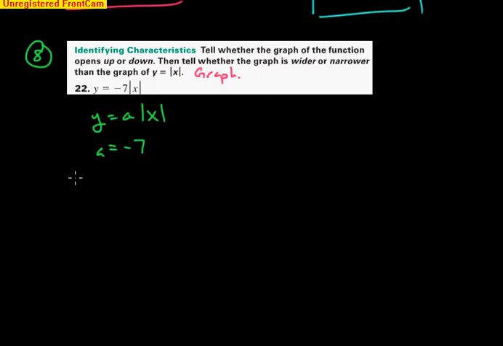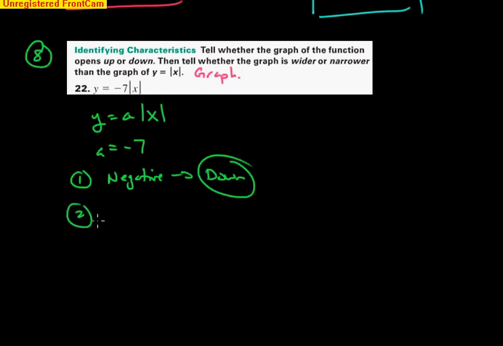So in this problem, a is -7. So first, it's negative. What does that mean? That means it opens down. So it's going to be flipped upside down. Second, we compare the number, not the negative symbol, but just the number 7. We compare it to 1. And we ask ourselves, is 7 greater than 1 or less than 1? 7 is greater than 1, which means the slope of your sides is going to be steeper than 1, which means that your graph is going to be narrower than the absolute value of x.